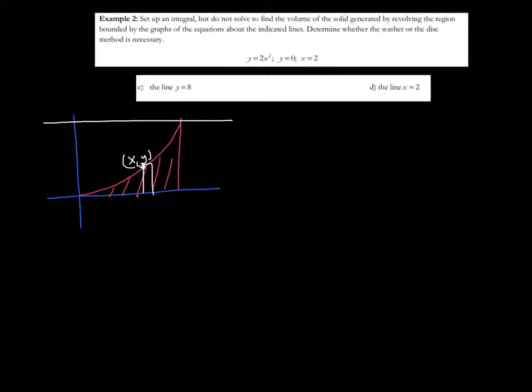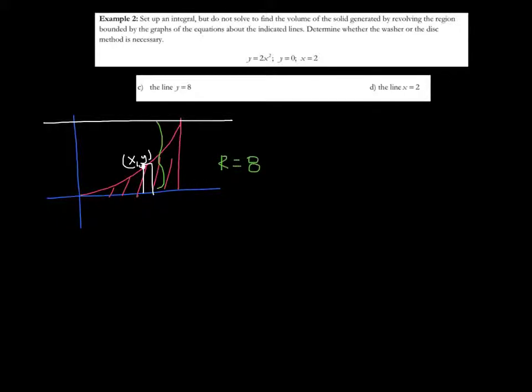Now this one's a little more complicated because we've got to find, first and foremost, capital R. Capital R is the distance, once again, from the axis that we are rotating it around to the furthest part of the rectangle. Well, that's just 8. So capital R is equal to 8.